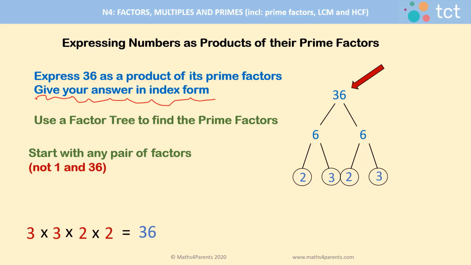You've been asked to give your answer in index form. That just means using squared or cubed or to the power of 4 or to the power of 5. So here we have 3 times 3, and 3 times 3 is 3 squared. And then we're multiplying that by 2 times 2, and 2 times 2 is 2 squared. If you remember that 3 squared is 9 and 2 squared is 4, you're actually calculating 9 times 4. Because you've been asked to give your answer in index form, you're going to write the numbers with the indices. So 3 squared times 2 squared, that's 36.